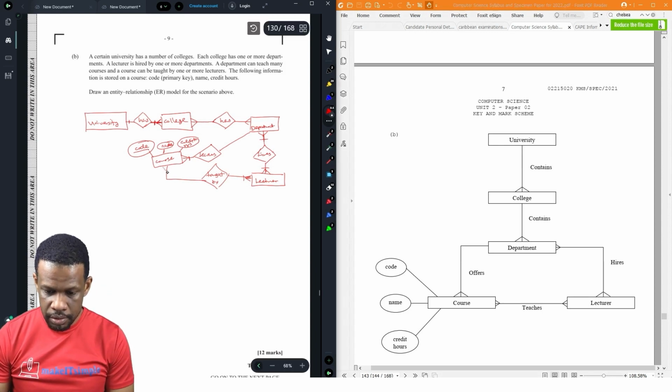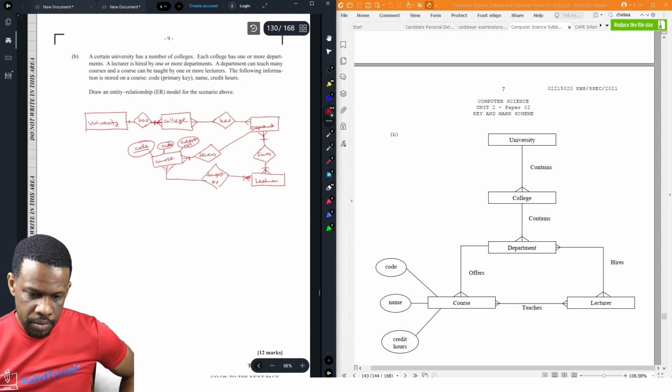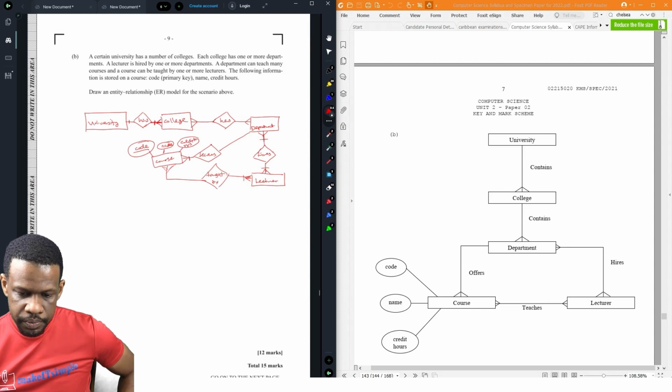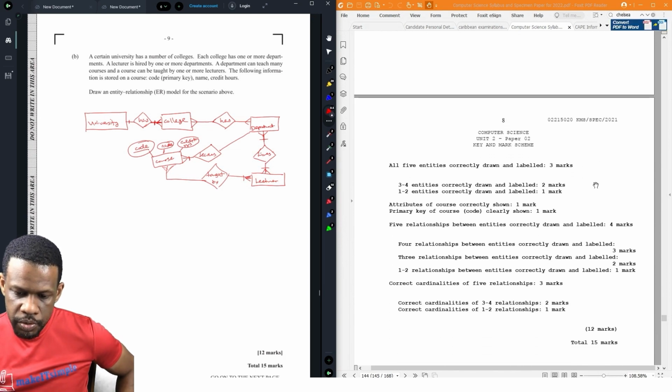Let me see what it said. All 5 entities correctly drawn and labeled, 3 marks. 1, 2, 3, 4, 5, right, good. Attributes of course correctly shown. Primary key of course, code clearly shown, but they didn't show that the primary key clearly here. Nope, they didn't in the diagram. 5 relationships between entities correctly drawn and labeled.